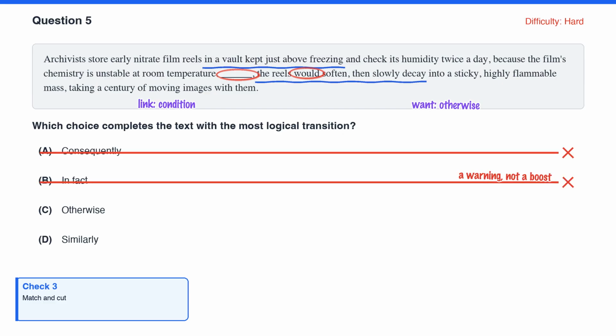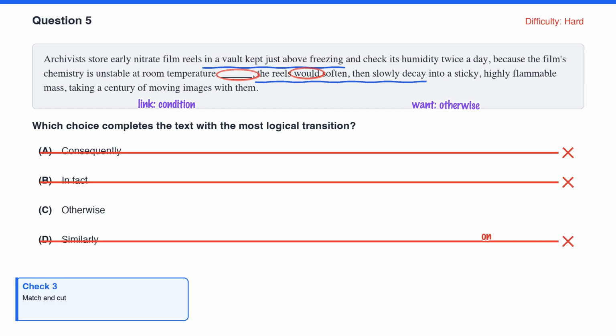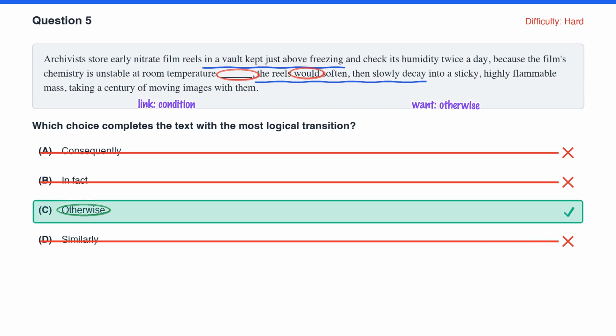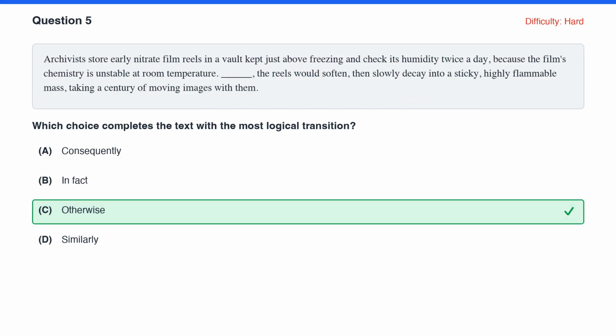Similarly wants a parallel case, and there is only one scenario here. Drop it. Otherwise means if not the vault, then the rot. C is our answer. C is right because the second sentence tells you what would happen without the precautions, and otherwise is the one transition built for exactly that.